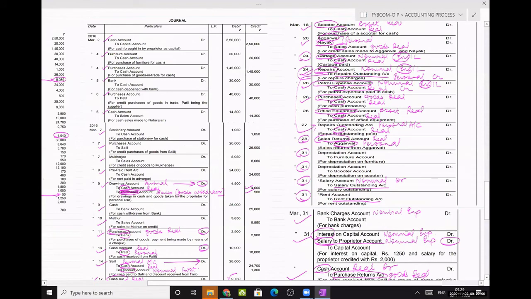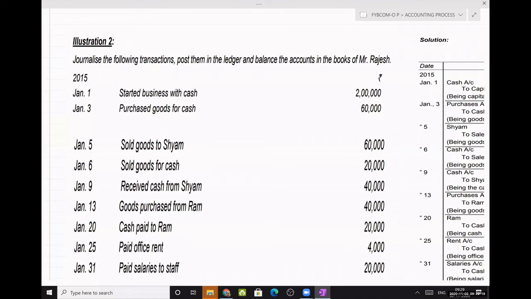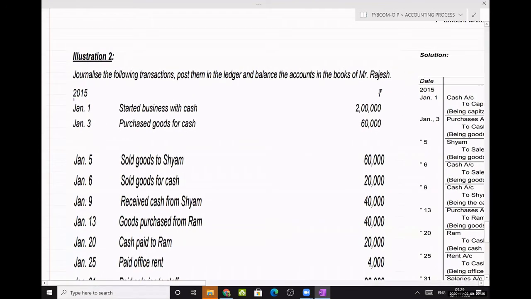Okay. Now next I want to go over the second part of the accounting process, the ledger. So let us come to this question. Journalize the following transactions, post them into ledger, and balance the accounts in the books of Mr. Rajesh. So Rajesh is a proprietor. 1st January 2015, started business with cash. That means he brought capital.